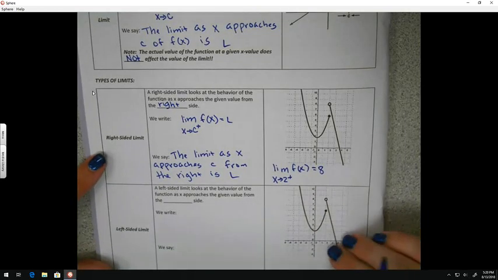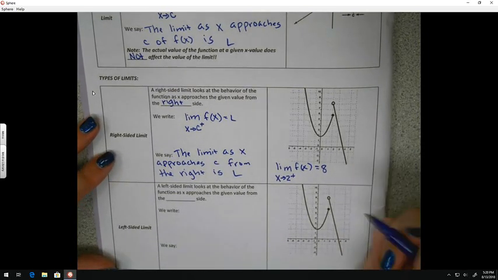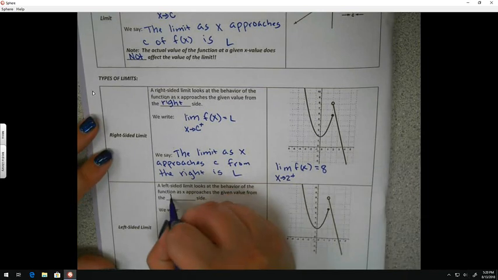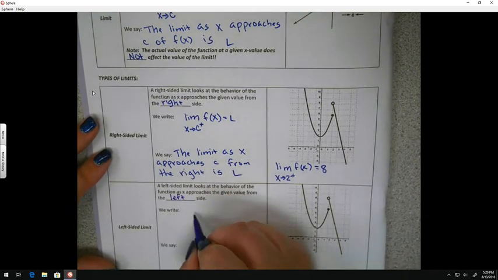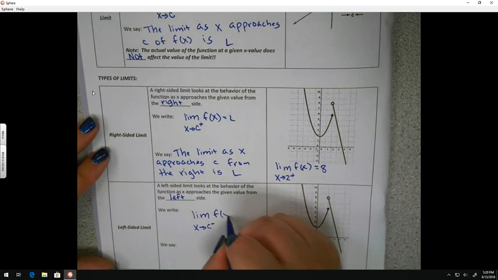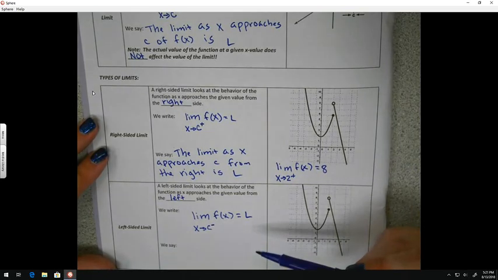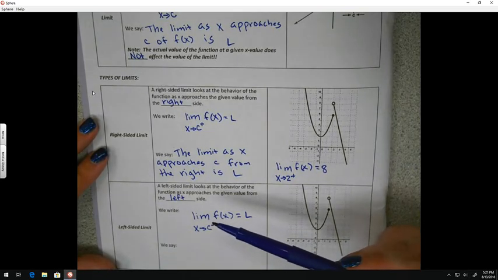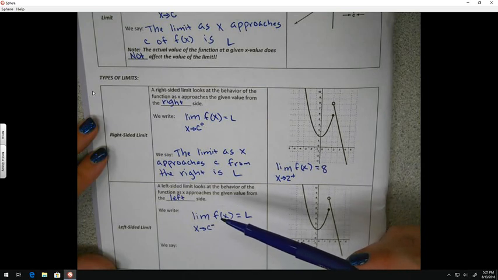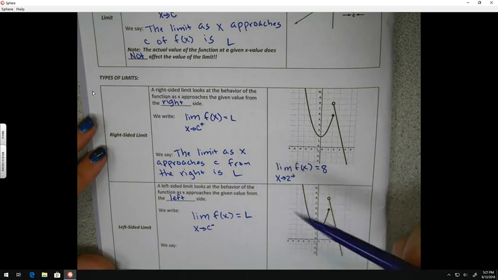Then we're going to look at a left-sided limit. So obviously a left-sided limit looks at the behavior of the function as x approaches the given value from the left side. So we write the limit as x approaches c from the left, and now we just put a little minus sign instead of f of x equals L. I'm not going to write it out in words. Again, you guys can if you want. It's the limit as x approaches c from the left of f of x is L. Okay, it's exactly the same as up here, just left instead.